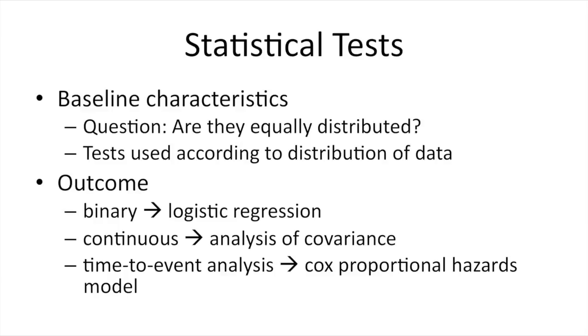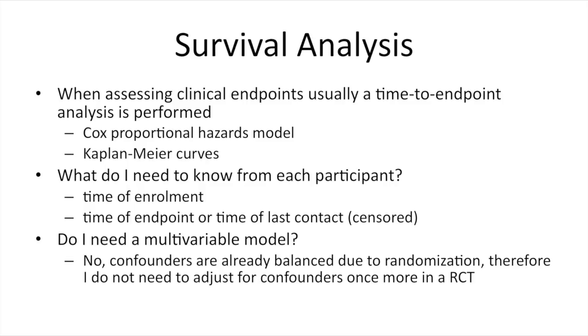For the outcome, you have to think what outcome do you have. If you have a binary outcome, so 0 or 1, you need logistic regression. If you have a continuous outcome like blood pressure differences, you need an analysis of covariance. And if you have a time to event analysis, you usually use the Cox proportional hazards model. The most commonly used analysis is the survival analysis. You can use these Cox proportional hazard models, or you can use Kaplan-Meier curves.